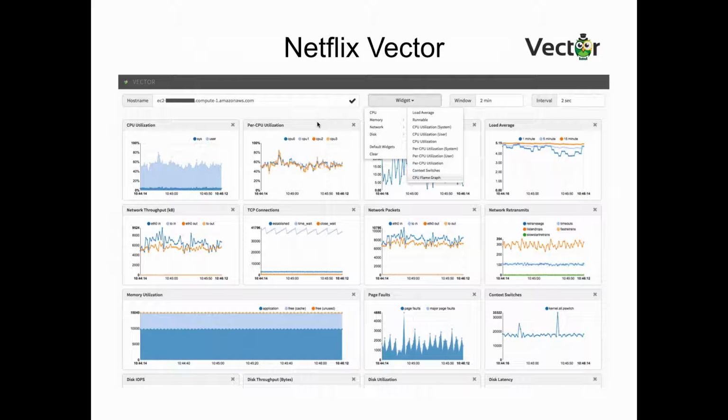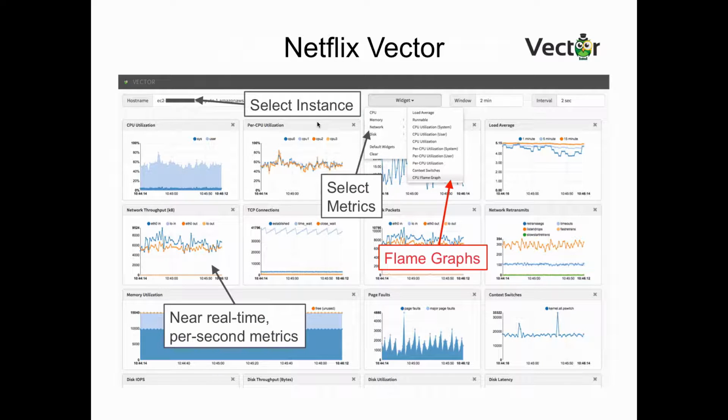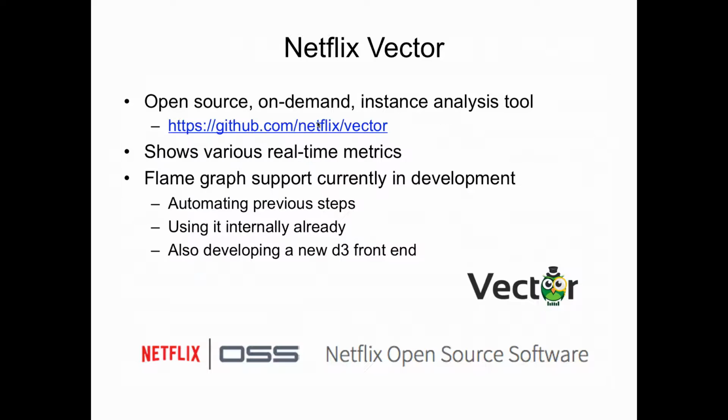This is our real-time instance analysis tool, which we can point to an instance. And if we see CPU utilization is high, we can then ask it to give us a flame graph, and it will go and collect that and display it. That's on github.com Netflix Vector.